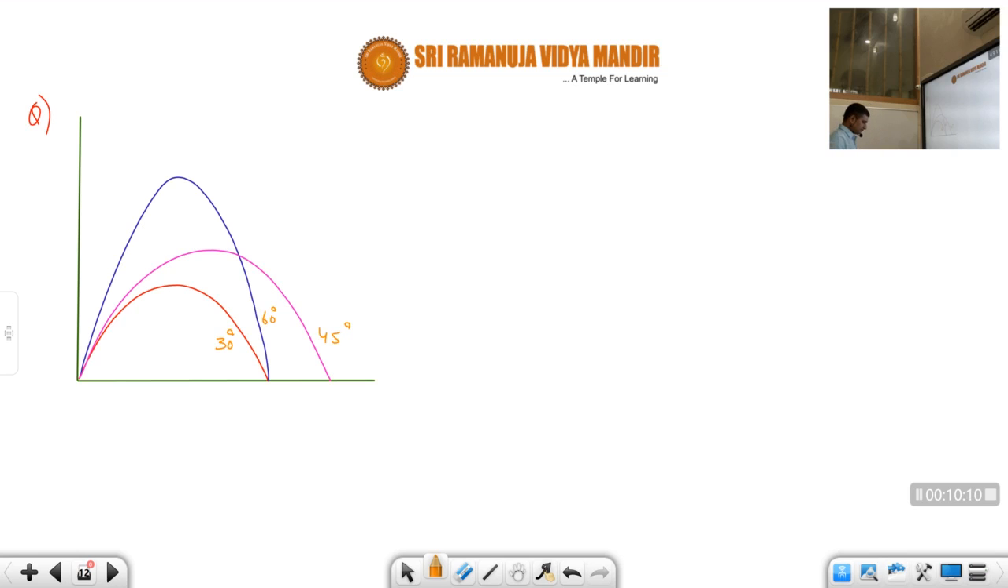Okay, students. Now from this, what can you infer? From this, you can definitely say that range is same for which angles? 30 and 60. Correct or not? So range is same for 30 degrees and 60 degrees, and range is maximum for 45 degrees. So from the diagram, we can tell clearly that.